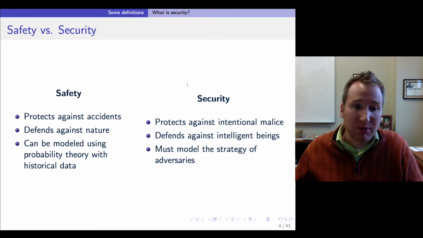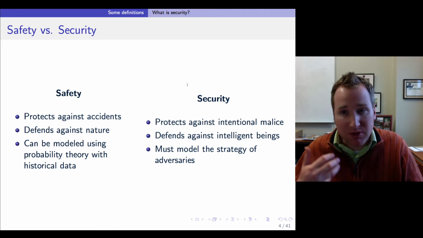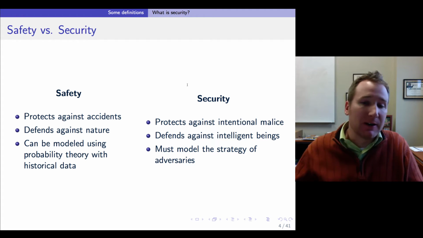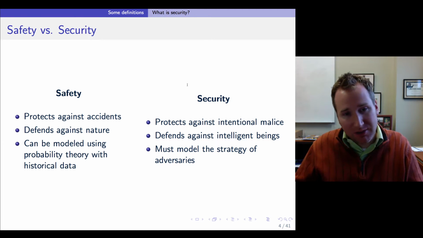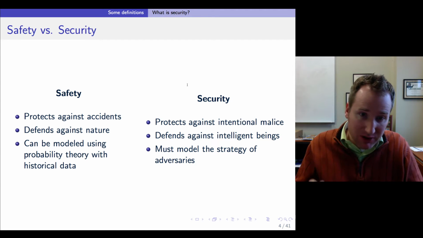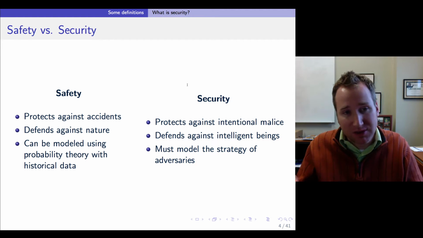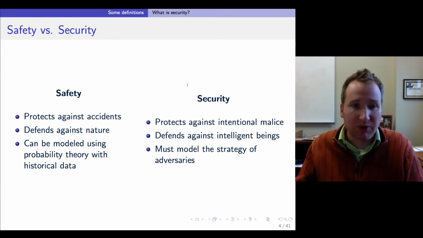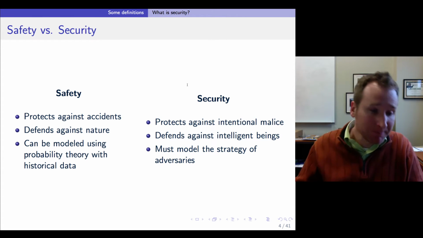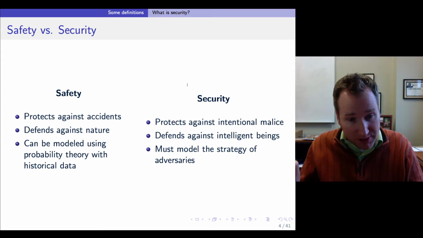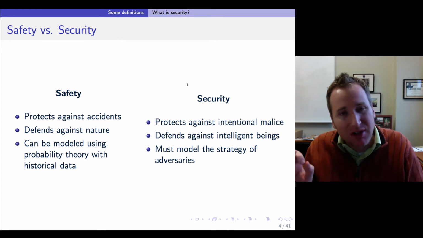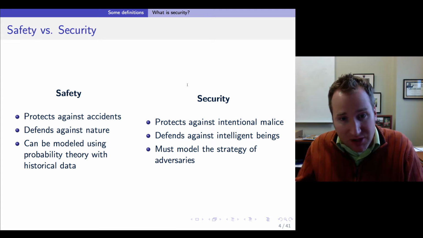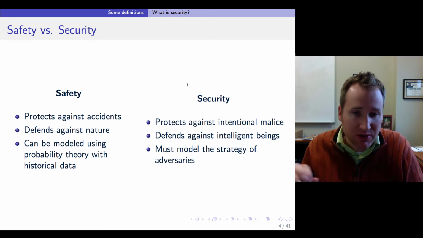Safety can be modeled using probability theory with historical data because we're dealing with random events that tend to follow probability distributions. Whereas in security, we can't always make that expectation of randomness because adversaries are strategic in how they select targets, and they react to the defenses that the good guys put up. We're literally in a cat and mouse type game. And for us, this is important because we're talking about economics, and economics is the strategic interaction of agents, and so it's naturally suited to studying security.